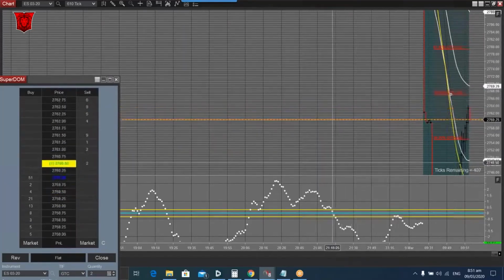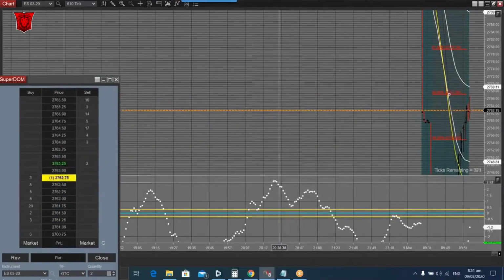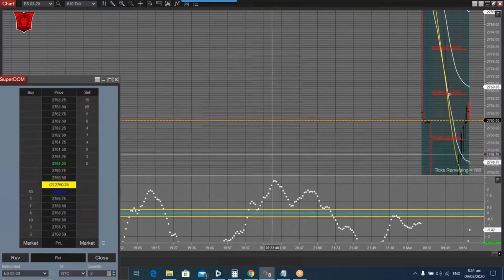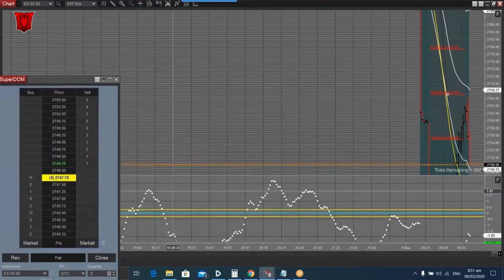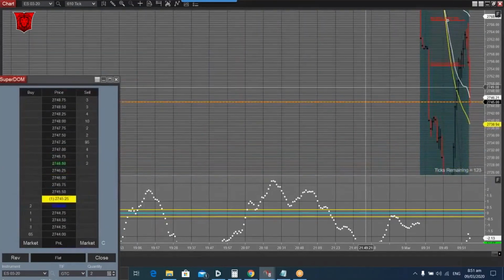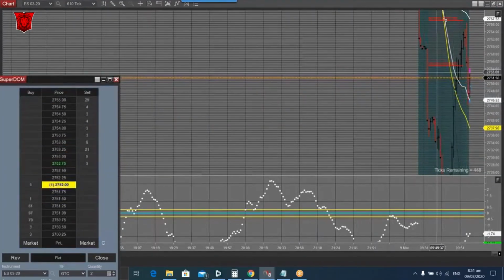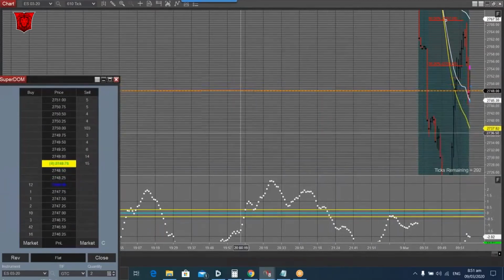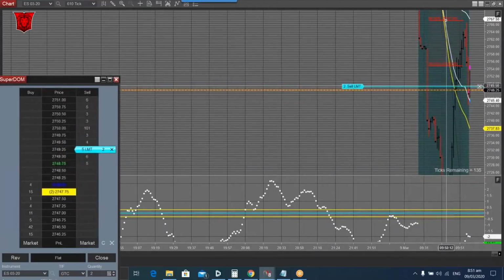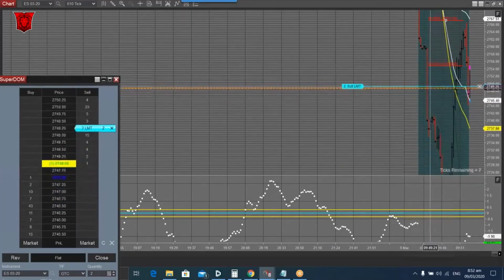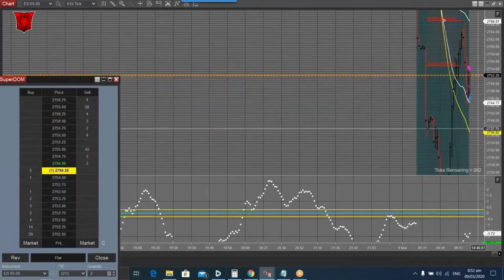So what I'm going to do, look at that. It's trying to hit that down there. So hit that. Stop filled. Look at that. It got stopped. That was a 5-tick stop. So that's what I'm saying. Order submitted. Target filled. I hit my target.